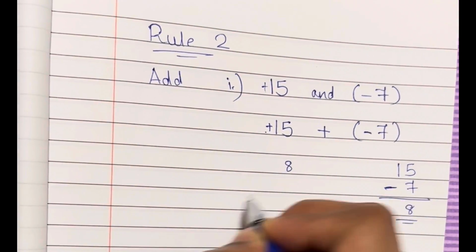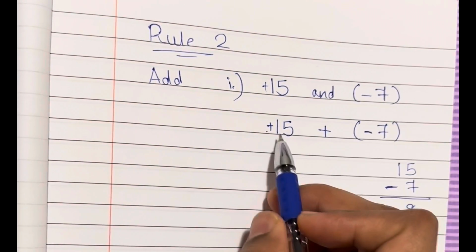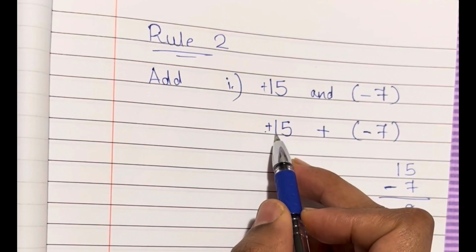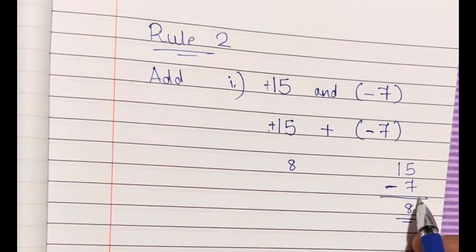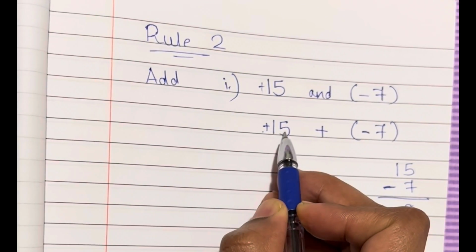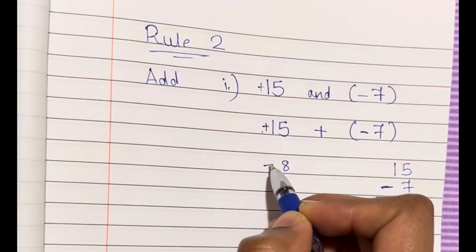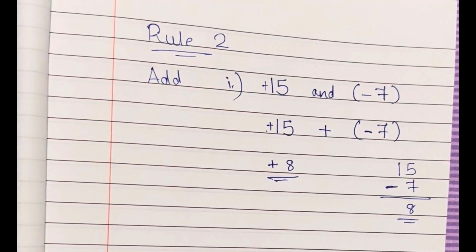That 8 we are writing here, and then seeing whether 15 or 7 is bigger. 15, of course, 15 is big. Not considering the sign here, okay? 15 or 7 is big, 15 is big. So what is the sign of 15 here? Plus. So put the sign plus 8. So plus 8 is the answer.